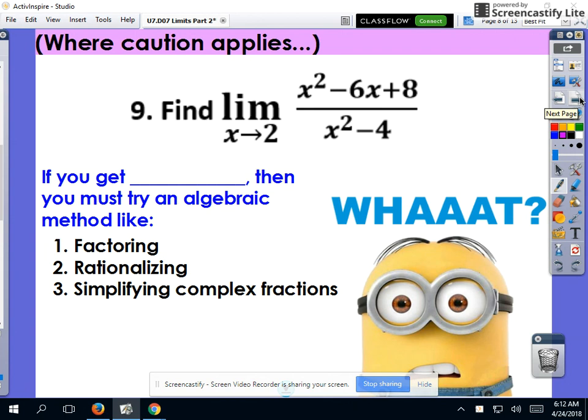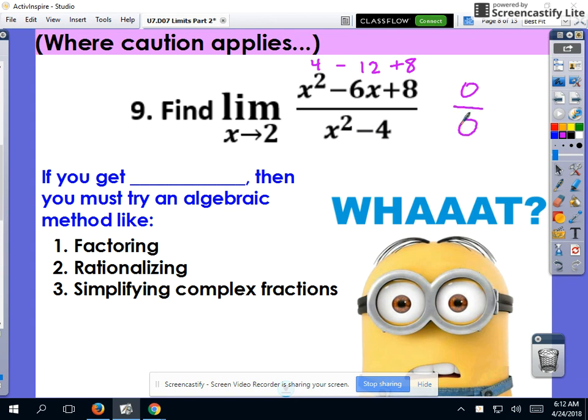Where caution applies. So if we have something like this, we're going to do direct substitution. We plug in 2. Let's see what happens. We get 2 squared is 4 minus 6 times 2 is 12 plus 8. That's easy. That is going to be 0. That's what we had before, I think. And then 2 squared minus 4, that's 4 minus 4 is 0.